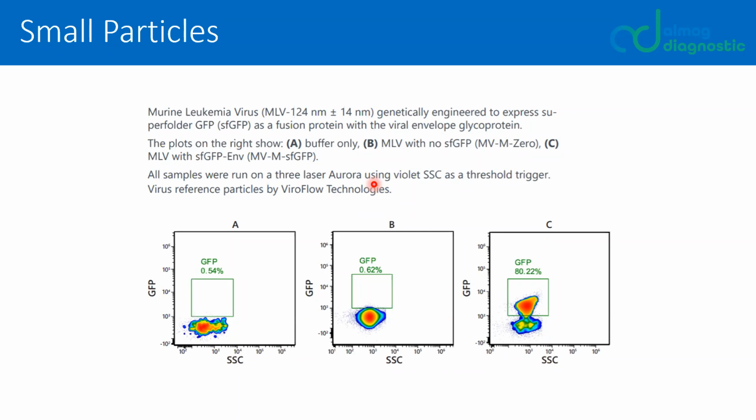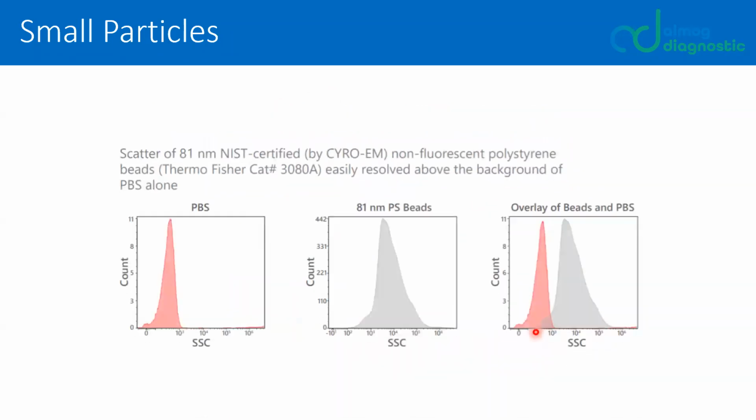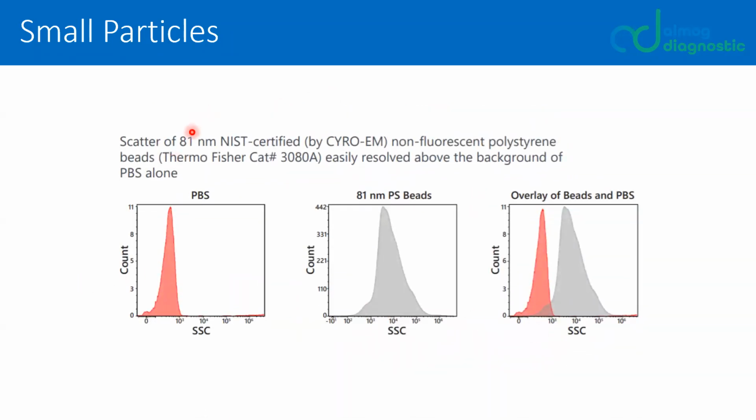Here we are looking at the murine leukemia virus, which expresses a GFP fusion protein, and the size of the virus is around 120 nanometers. We can see here how nicely the GFP positive virus particles are resolved from the background. We can even go down to 80 nanometers.